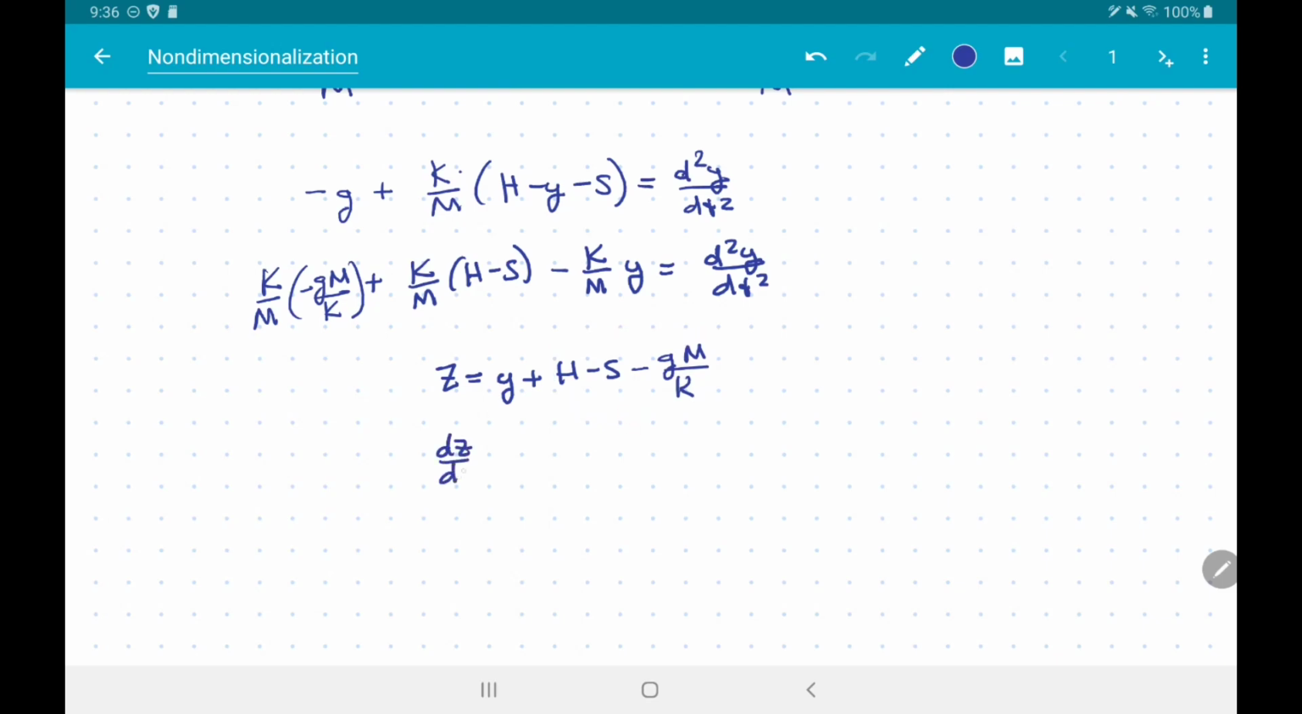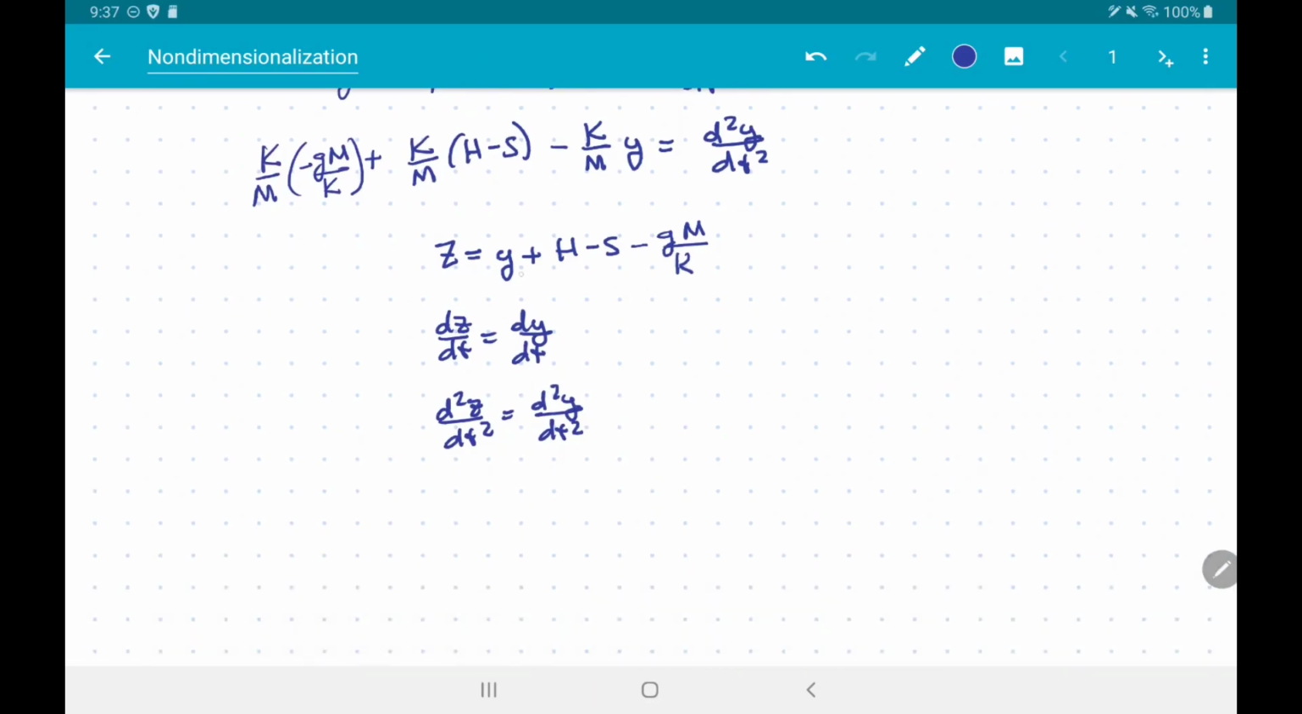So dz dt is equal to dy dt, and of course d squared z dt squared is d squared y over dt squared. But once I put this in for y here, you'll see what happens. So I've got all this stuff, k over m. I'll go ahead and just kind of club it all together. That's probably not a real word. I'll have to look it up later.